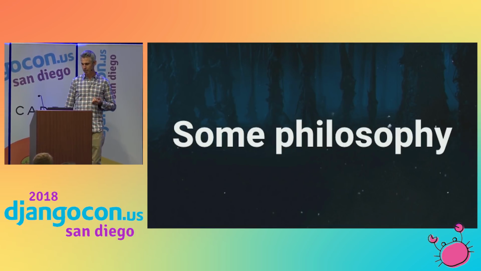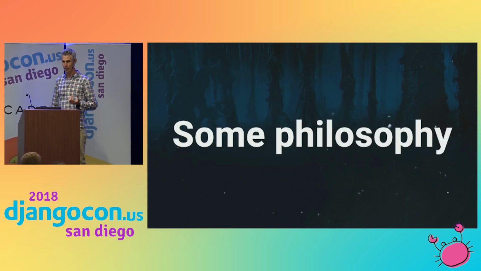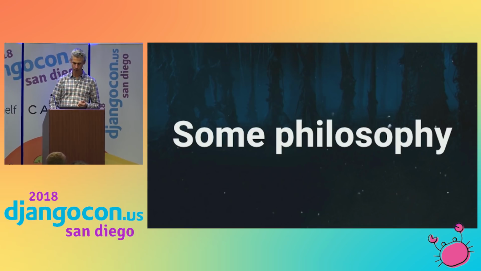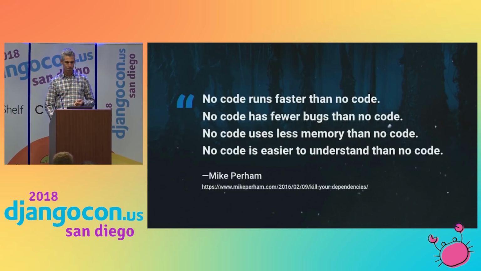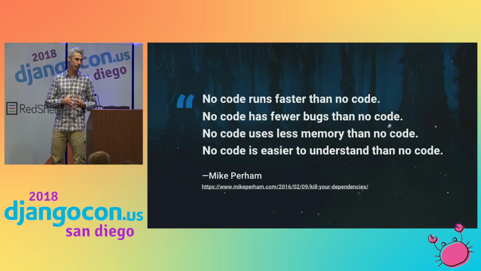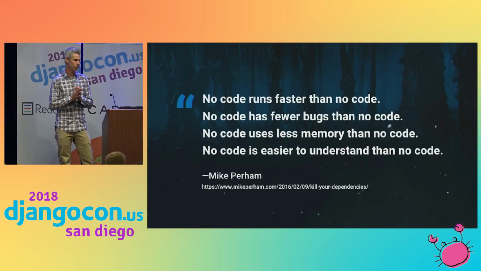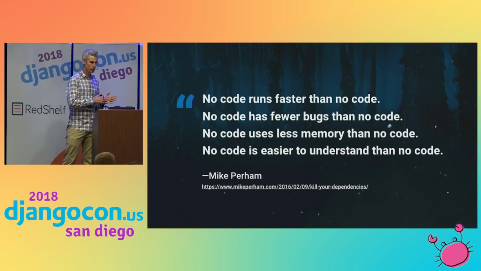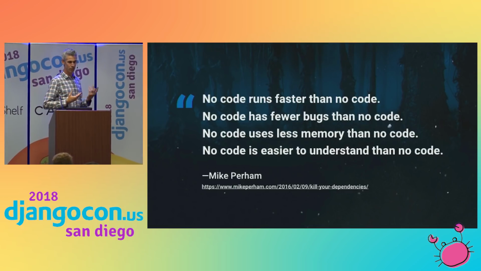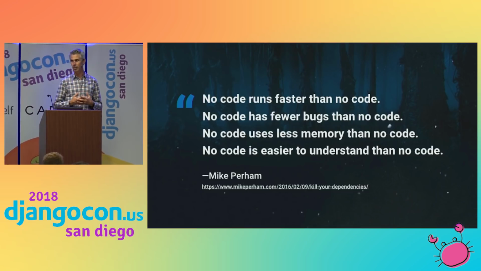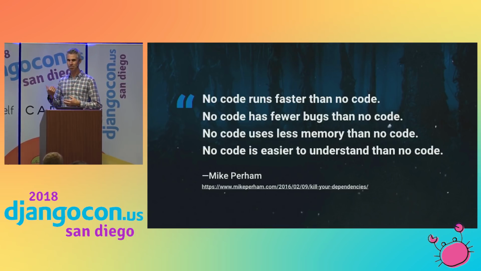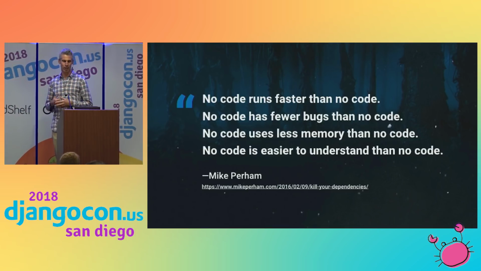So that kind of leads into some of my philosophy when I'm building systems. And I'll use a couple of quotes here to show I'm not the only person that thinks this way. Mike Perham, he's a Ruby developer. He wrote Sidekiq, which is sort of Ruby's version of Celery. He says, no code runs faster than no code. No code has fewer bugs than no code. No code uses less memory than no code, and no code is easier to understand than no code. So the less code you run, generally the better off you are.